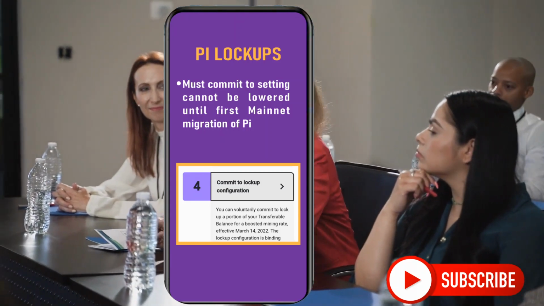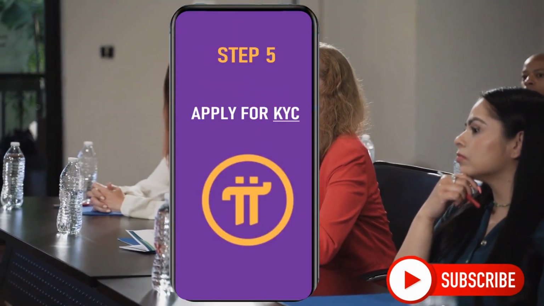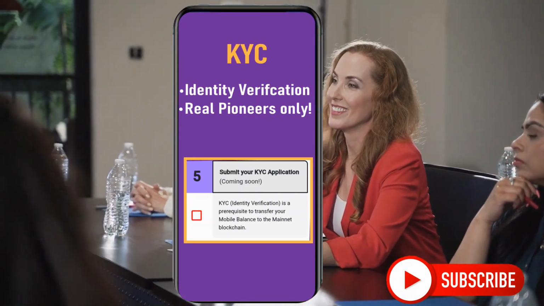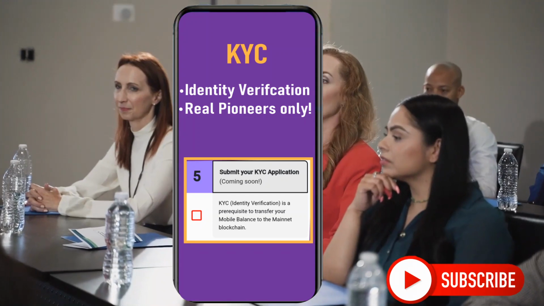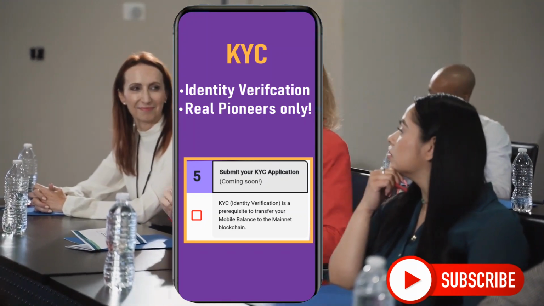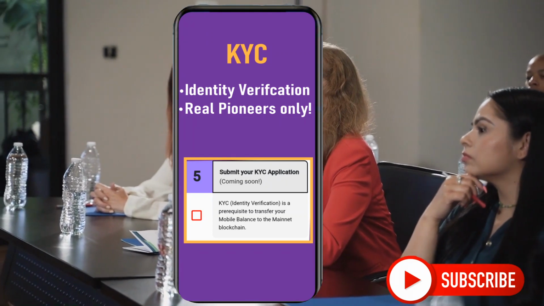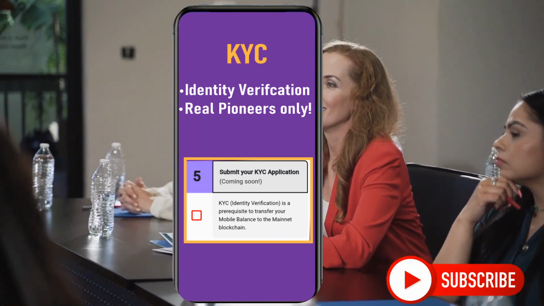Step 5. Apply to KYC. This is the process also known as Know Your Customer. This method is used to identify and verify pioneers, making sure that they are real people. I've said this over and over again, and I will repeat it here.